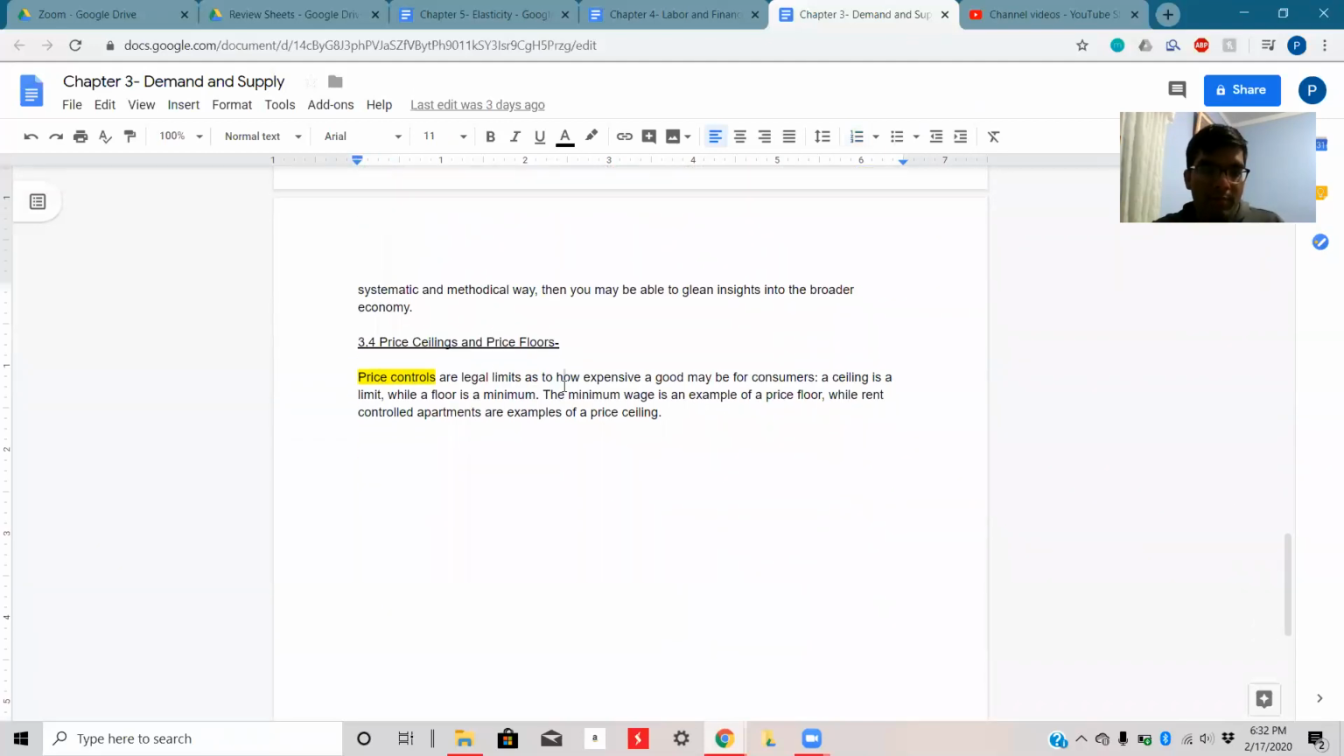And lastly, there are price ceilings and price floors. Price controls are basically legal limits on how expensive a good might be. A ceiling is a limit, while a floor is a minimum. The minimum wage is an example of a price floor, because the minimum wage in New York City right now, I believe, is $15 per hour, while rent controlled apartments are an example of a price ceiling.